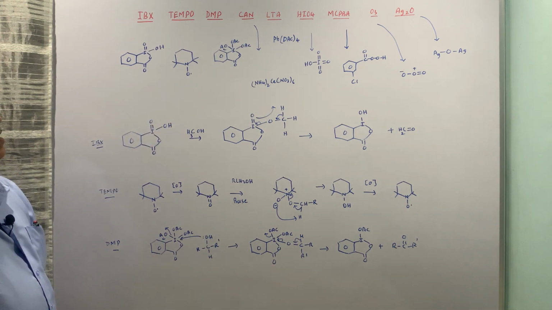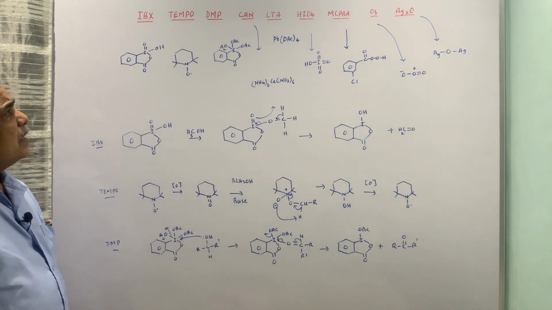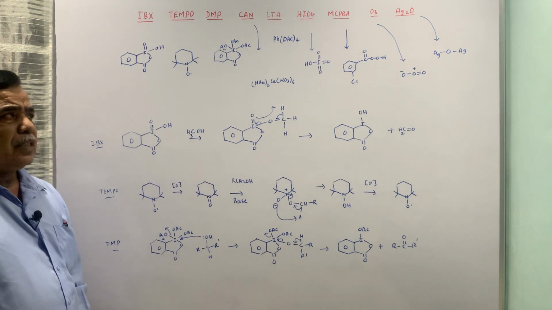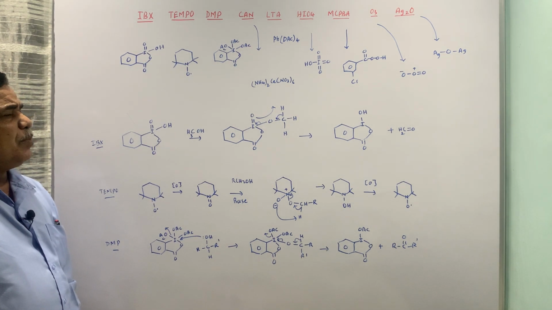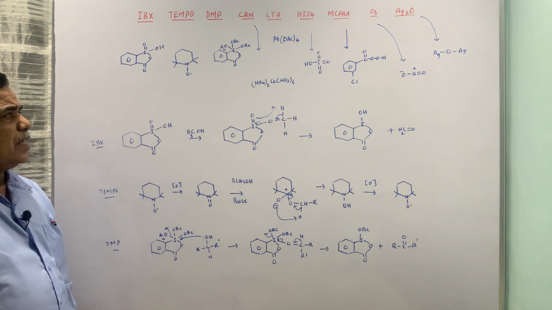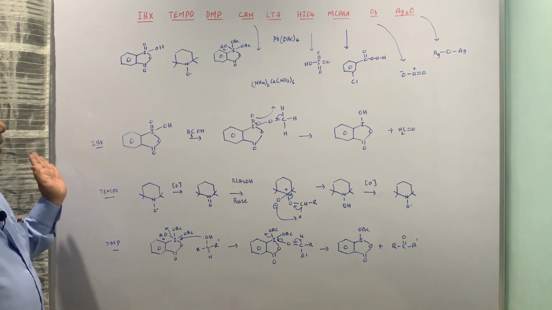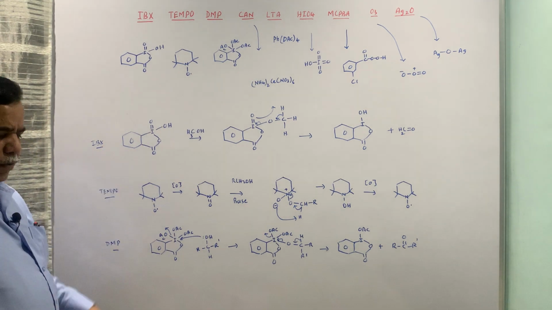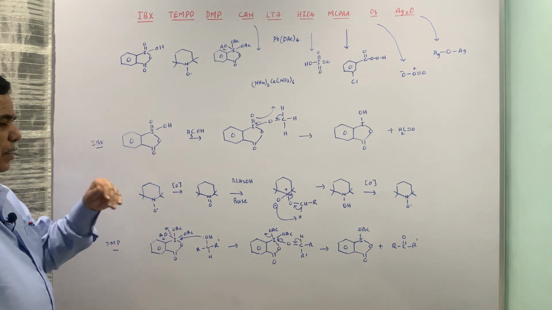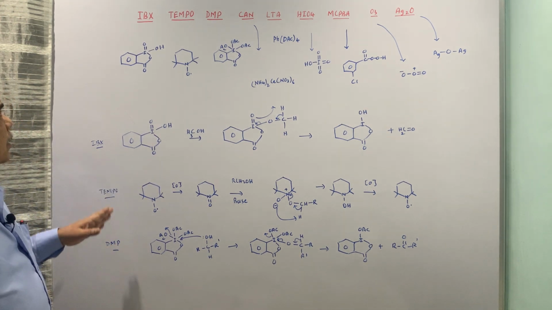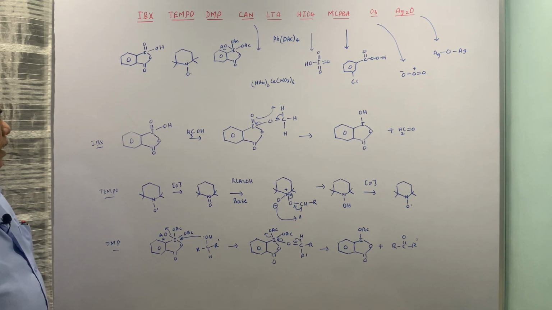Then CAN is ceric ammonium nitrate. LTA is lead tetraacetate. HIO4 is periodic acid. MCPBA is metachloroperbenzoic acid. O3 is ozone, and that last one is silver oxide. Now the mechanism part we'll see first, and if time permits we'll see the examples also pertaining to these reactions. So first of all we are starting with IBX.